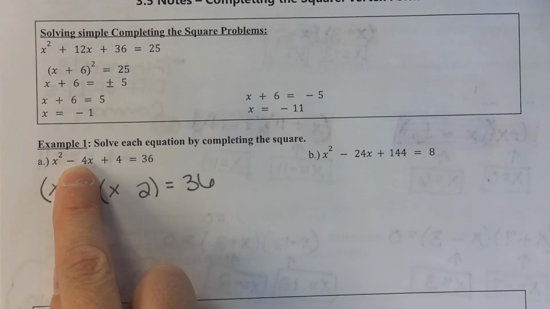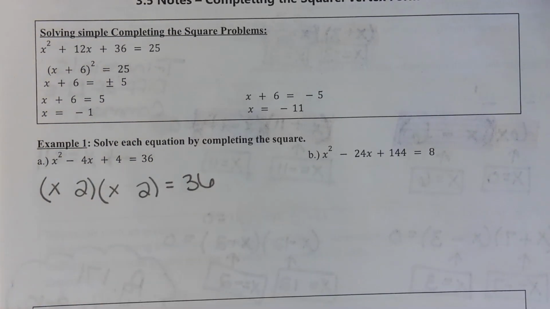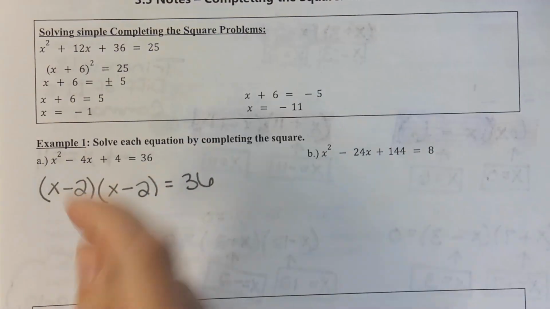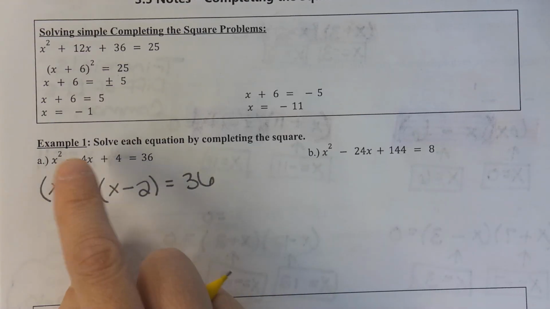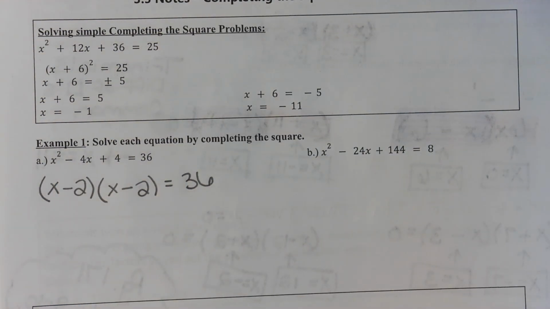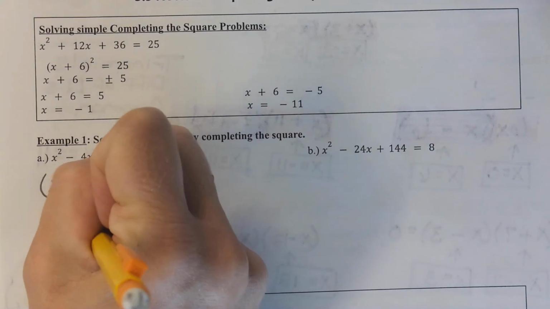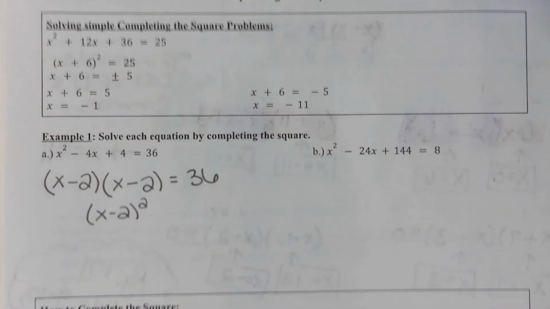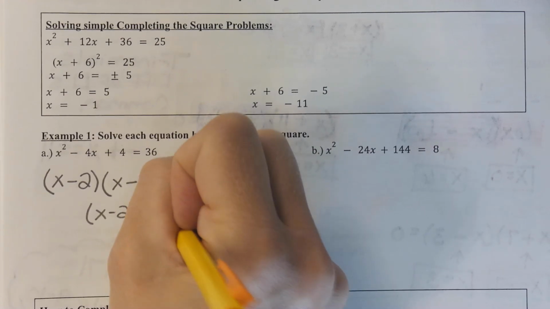Notice I need a middle term of -4, and then I need my ending term to be a +4. So if I do a -2 and a -2, those multiply to +4. -2 plus -2 is going to give me -4. So do you see how that kind of worked for me? Can I rewrite this as (x - 2) squared? Yeah. Okay, so I'm going to do that.